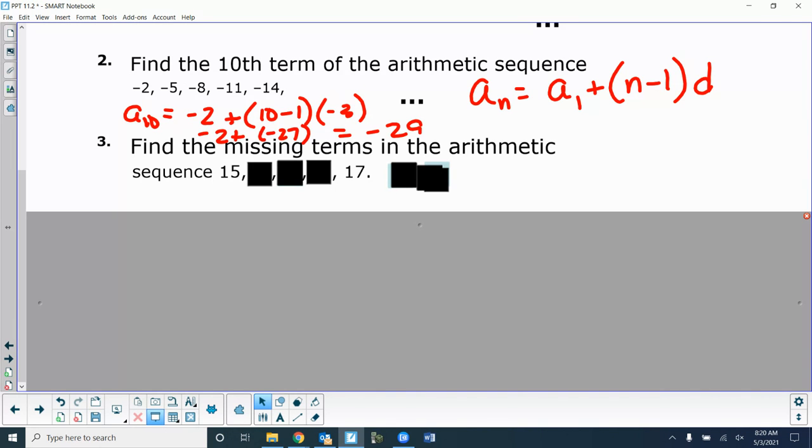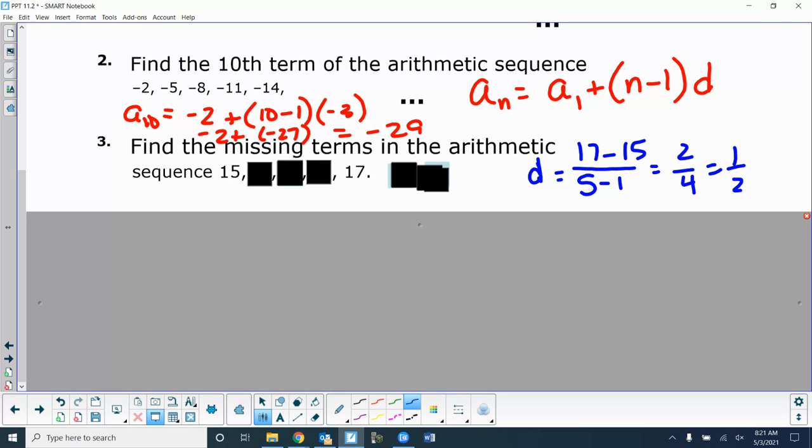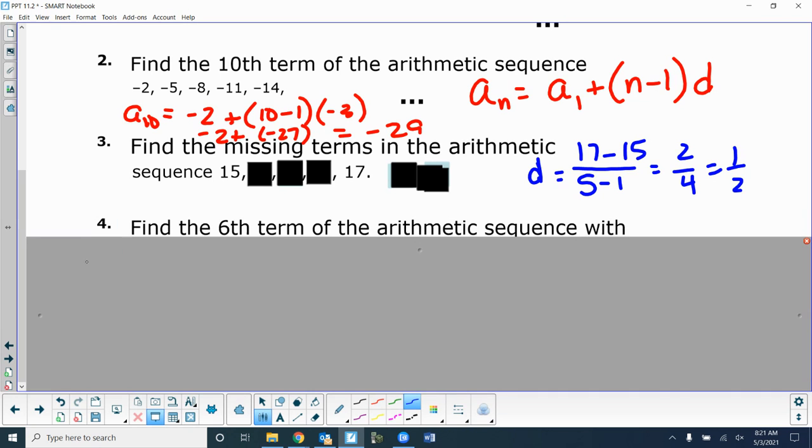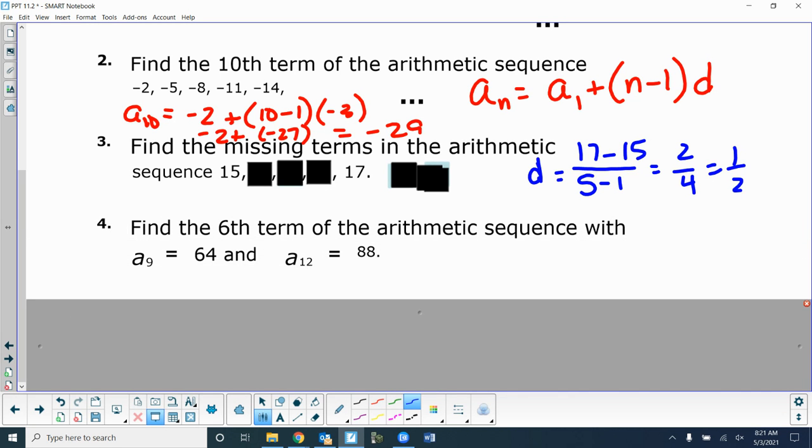Most of you could probably do this one in your head. What are you supposed to do though? What's the rule? How do you find the D? Someone said it. Farthest right minus farthest left over term number minus term number. 5 minus 1. Which is what? 2/4 again, which is a half. So 15, 15 and a half, 16, 16 and a half, 17, right? All right, that's an easy one. How about this one?